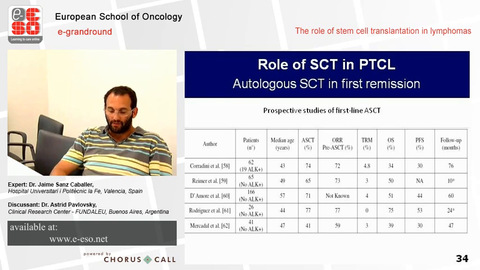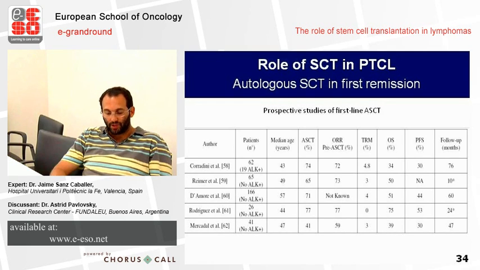An important finding from the prospective studies is that not all patients can achieve a complete remission or partial remission to frontline chemotherapy, and thus go forward with high-dose therapy and autologous transplant. The percentage of patients who can proceed to autologous transplant varies from 40 to 73%.